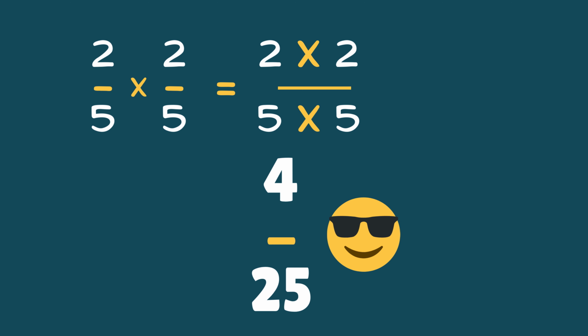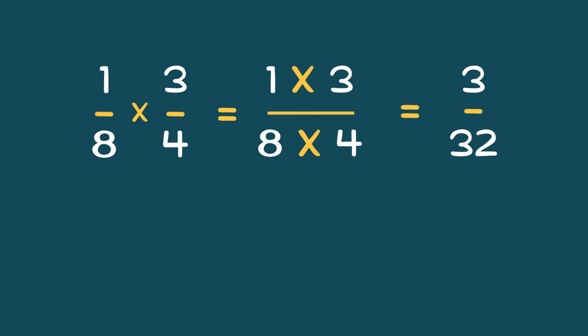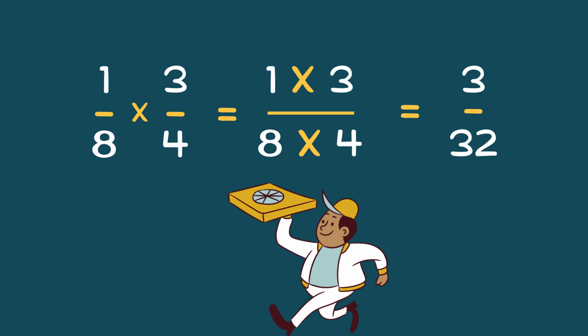Let's try another example. How about 1/8 multiplied by 3/4? First, we know it's going to be a fraction, so let's draw our fraction line. Now, let's multiply the tops. 1 multiplied by 3 equals 3. Then the bottoms. 8 multiplied by 4 equals 32. So, 1/8 multiplied by 3/4 equals 3 by 32. Easy, right? And super fast, like fast food fast. All right. Let's move on to the next one.